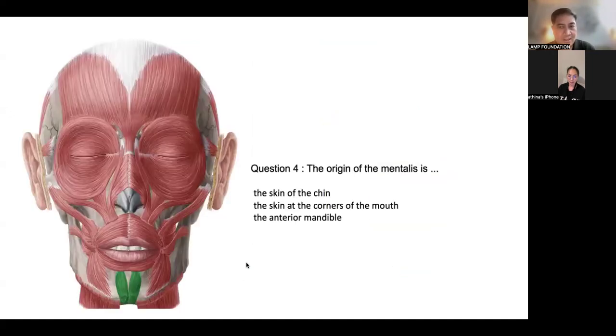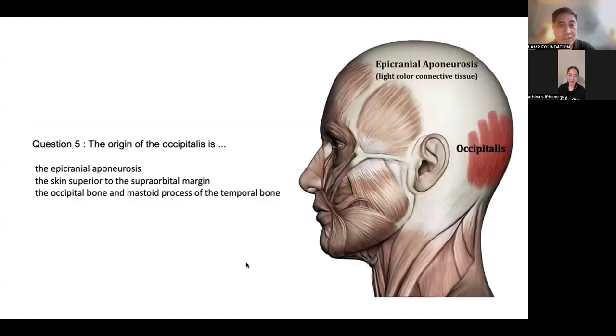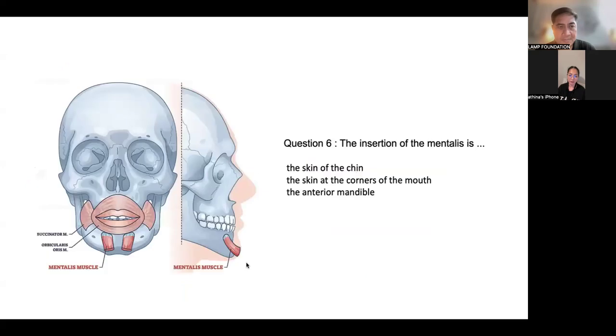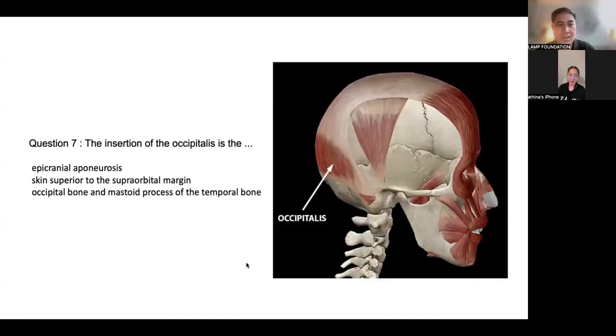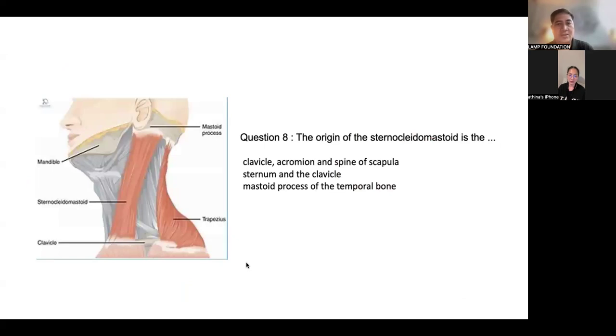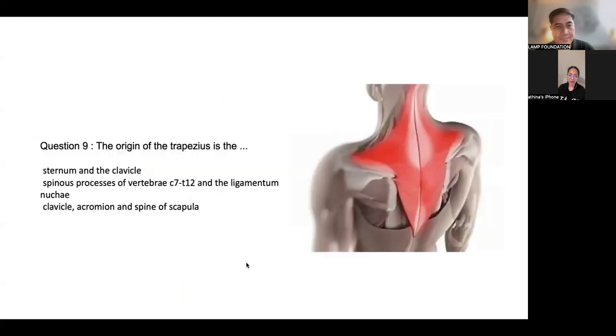Origin of the mentalis. It's the anterior mandible. Origin of the occipitalis. It's the occipital bone and the mastoid process of the temporal bone. Insertion of the mentalis. It's the skin of the chin. Insertion of the occipitalis is the epicranial aponeurosis. Origin of the sternocleidomastoid is the sternum and the clavicle.